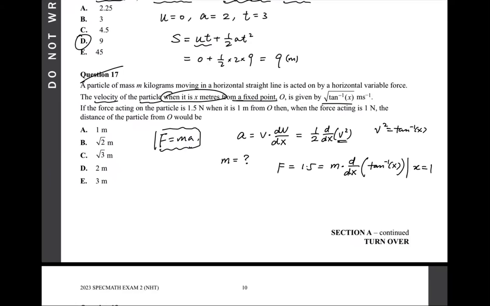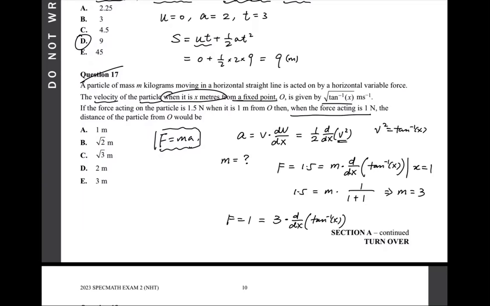Right, if you do it by hand, it's not very hard because the derivative of tan inverse is 1 over 1 plus x squared. After the differentiation, you just chuck in x equals 1, and you should get m equals 2 times 1.5, which is 3, okay? And then when the force acting is 1 Newton, F equals 1 equals mass, 3 kilograms, times d/dx of tan inverse of x.